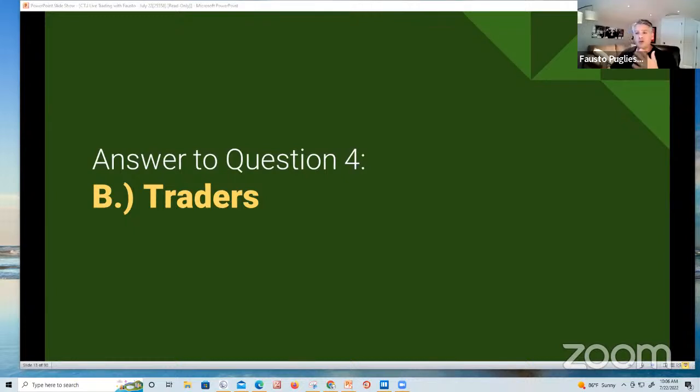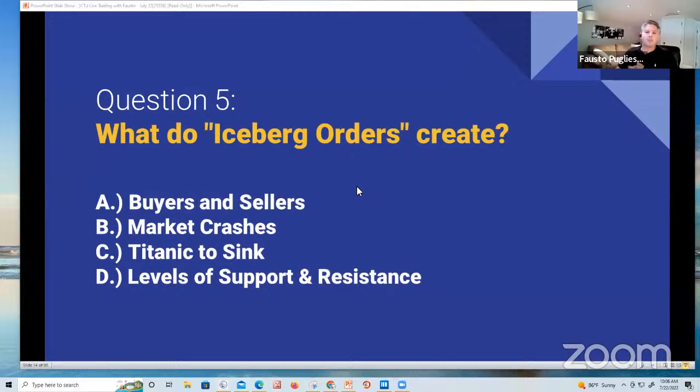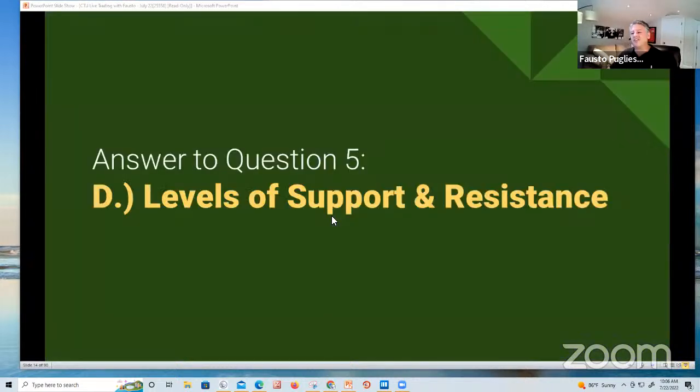We traders want volatility. Question 5. What do icebergs create? Buyers and sellers, a market crash, the Titanic to sink? That's a pretty stupid question. Support and resistance levels. The answer is D. Levels of support and resistance, and this is what we're going to talk about today.